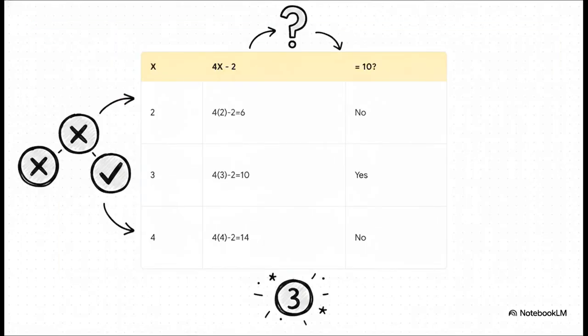Let's see how this actually builds in a practical trial and error table. We have the equation 4x minus 2 equals 10. And our substitution set, our pool of candidates, is 2, 3, and 4. Let's test them out on the left-hand side. At x equals 2, we calculate 4 times 2 minus 2, which gives us 6. Does 6 equal 10? Nope, so 2 is out. What about x equals 3? Well, 4 times 3 is 12, minus 2 is 10. 10 equals 10, yes! And just to be absolutely sure, at x equals 4, we get 14, which is definitely not 10. Therefore, only the number 3 makes it into our final solution set.